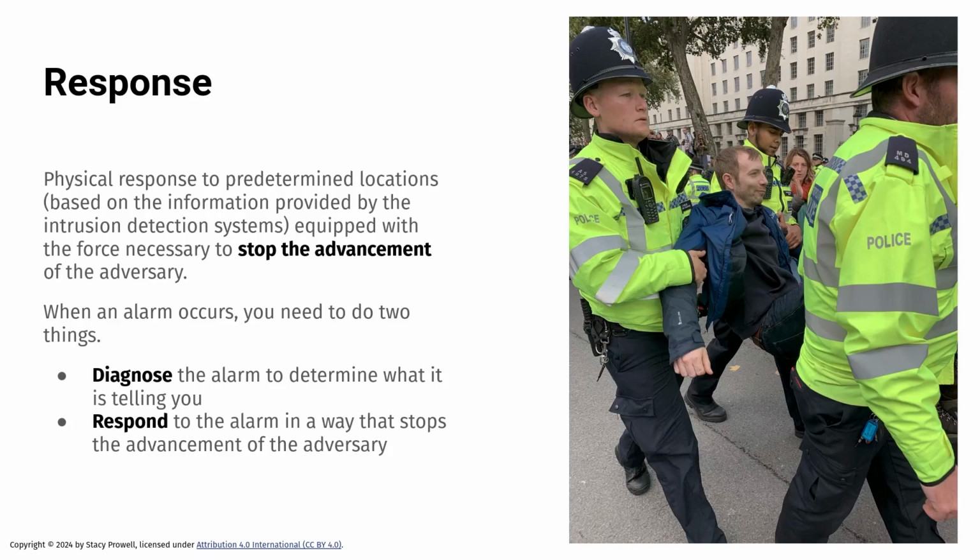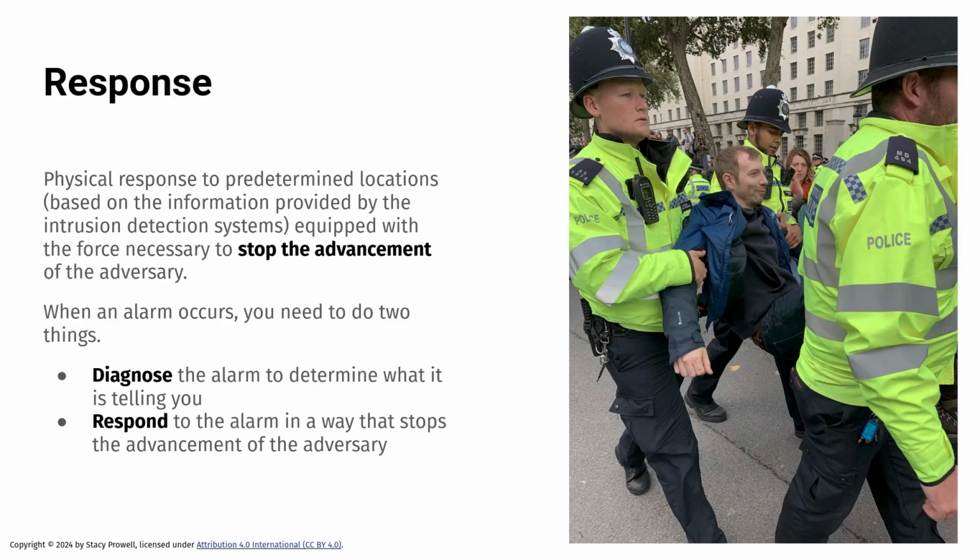When an alarm occurs, you have to do two things. You have to diagnose the alarm, right? The alarm's going off. What is that noise? What is it telling me? Oh, it's telling me that someone has opened a door that shouldn't be open, or that there's motion in a hall that should be motionless and empty. And then you need to respond to the alarm in a way that stops the advancement of the adversary. Typically, you might lock down an area by disabling a whole bunch of stuff around it so they can't get through subsequent doors, or it's difficult for them to.